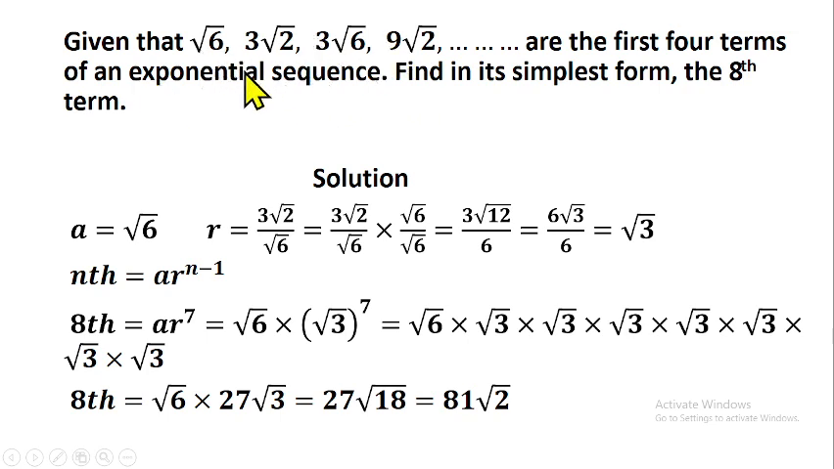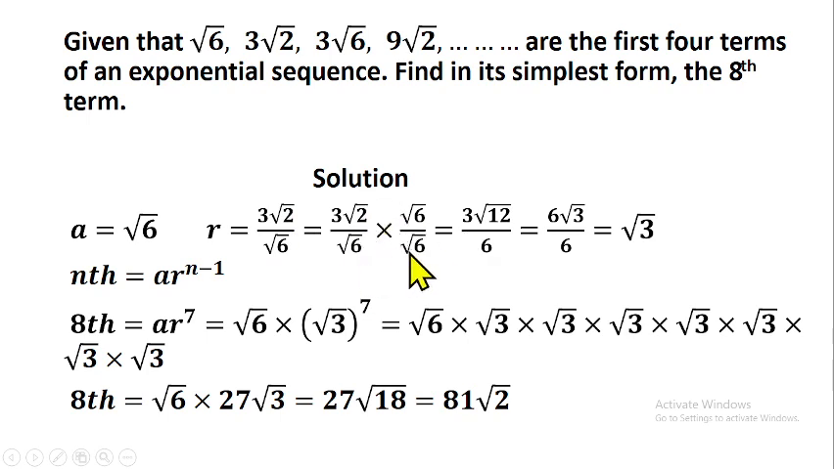Now, since you have been told that this sequence belongs to the exponential sequence, that means it must have a constant ratio. Now, what is the first term of this sequence? It is root 6. Then you have to get the constant ratio. That means you have 3 root 2 divided by root 6. And you should know from your idea of surds, you cannot leave your answer like this, that the denominator is in surd form. So that means we need to rationalize. That means root 6 will multiply up and down, and that's what we are having here.